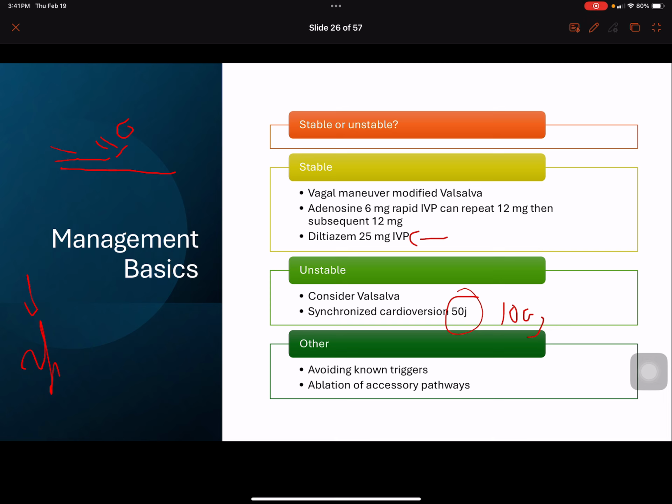And the other types of treatments are basically for patients avoiding those known triggers if they have this condition. They may need to get what's called an ablation of any of those accessory pathways to treat this permanently. And until they can have that, they may have to avoid caffeine. They may have to avoid stimulants like pre-workouts. They may have to avoid getting dehydrated. Stress, all those kinds of things can lead to triggering events.